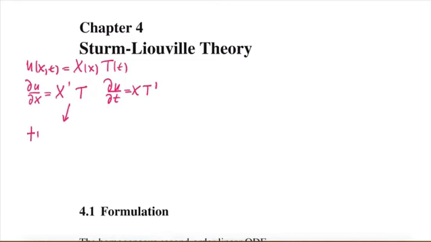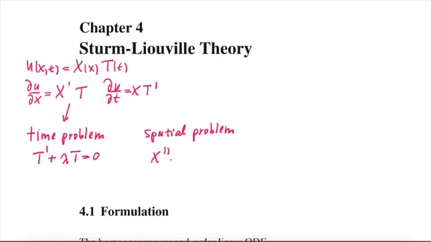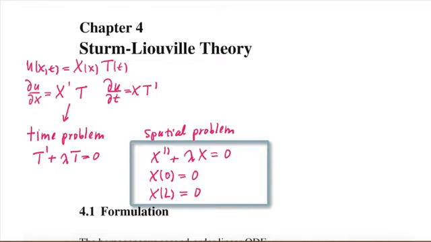So then often we get a time problem, for example, T prime plus lambda T is equal to 0. And then we got a spatial problem, for example, X double prime plus lambda X is equal to 0. So this would happen for the homogeneous heat equation, for example, with boundary conditions X at 0 is 0 and X at L is 0. So this is homogeneous Dirichlet boundary conditions. And this spatial problem, this is a Sturm-Liouville problem. That's the key idea.